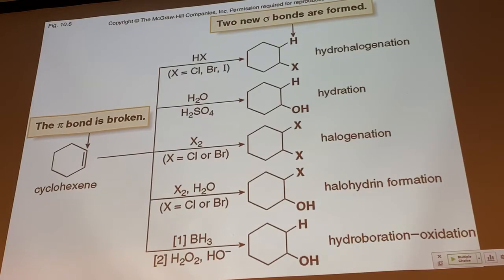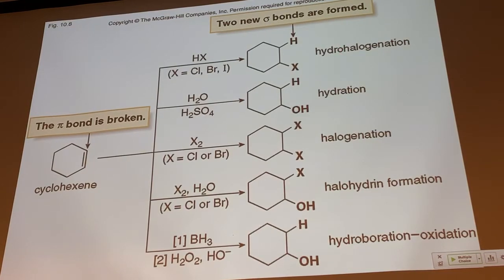And so these are named based on the groups that are being added across the double bond: hydrohalogenation, hydration, halogenation, halohydrin formation. Hydroboration oxidation gives you the same result as hydration with cyclohexene, but we'll see that it's actually different in terms of the stereo and regiochemistry. Okay? So these are our 5 reactions that we are going to learn. We're just going to start at the top and go down. The one we're going to start with is the hydrohalogenation.